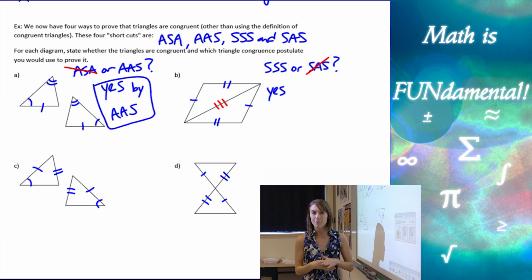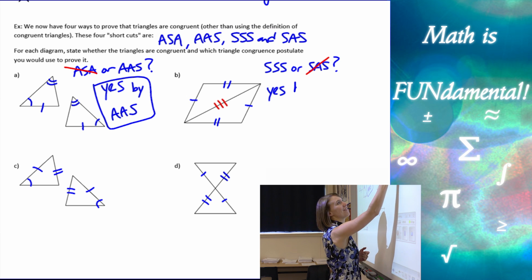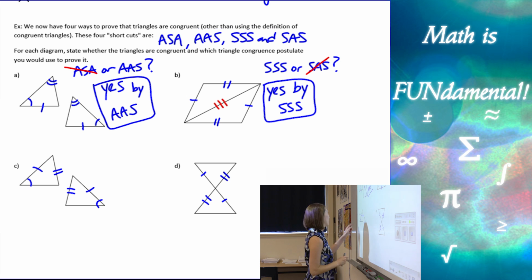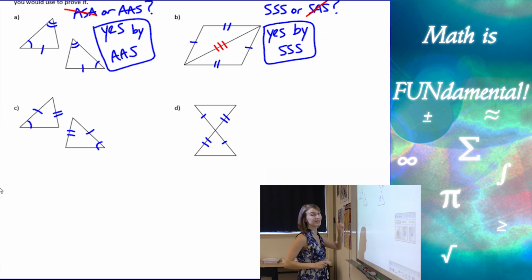We would use the reflexive property of congruence for that third side. So we would have yes, by side, side, side, these triangles are congruent.